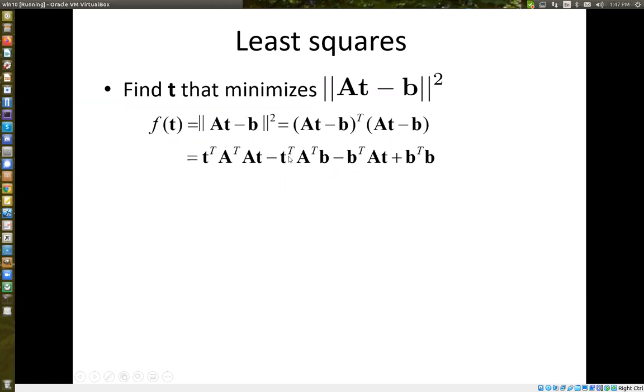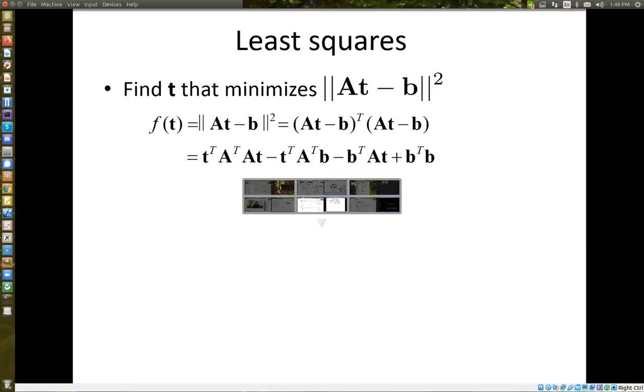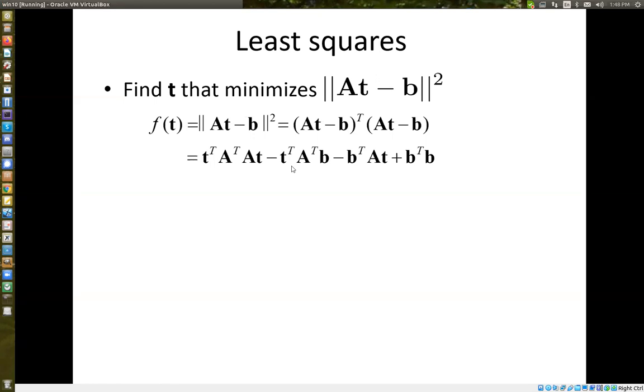But anyway, they have a similar form. I have t transpose multiplied by this. This is a row vector, this is a column vector, and b transpose A here is a row vector. t is a column vector. This is not rigorous, but you can think of this as similar to a scalar function, not a vector function. Let me move to here.